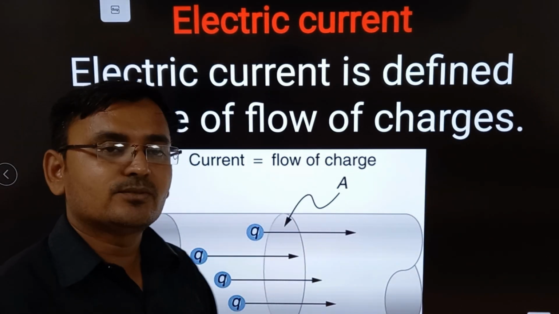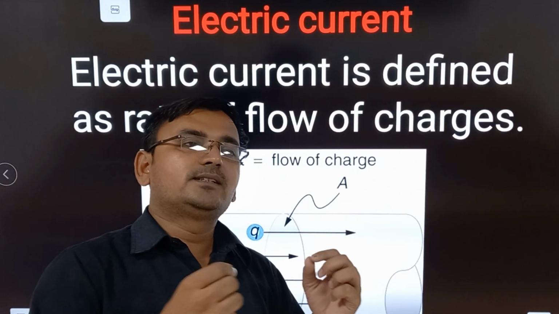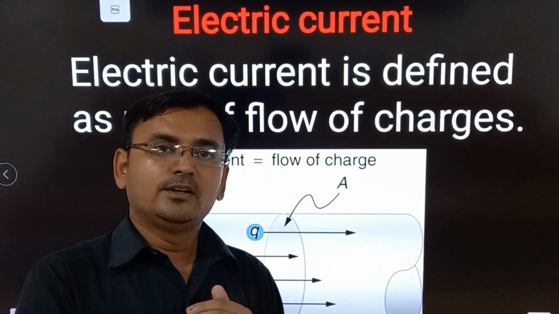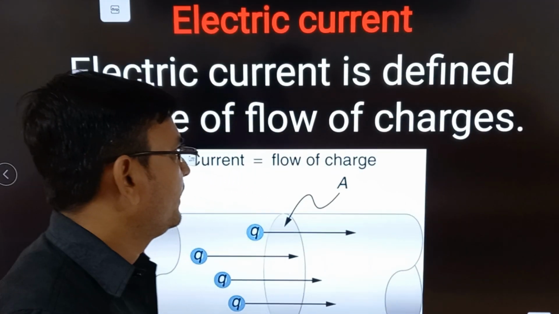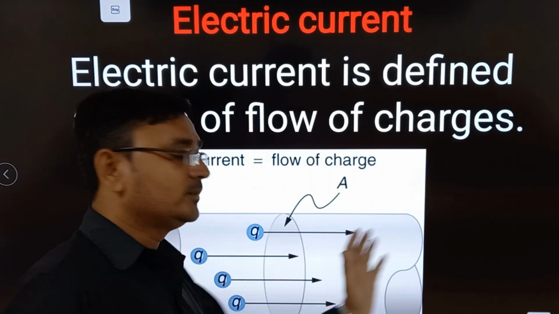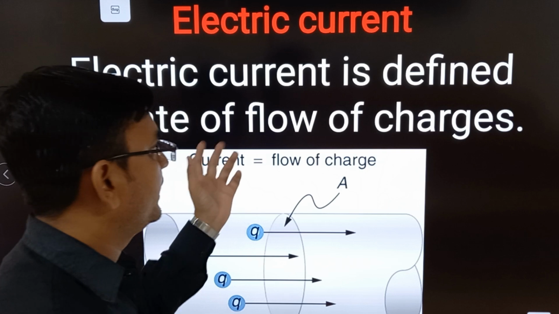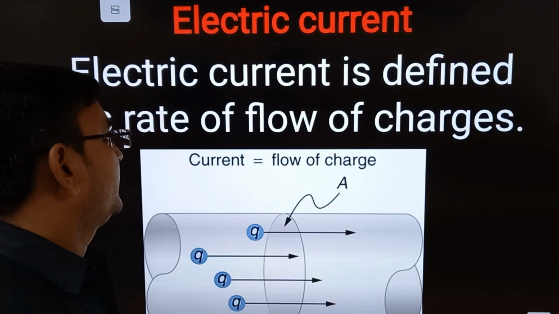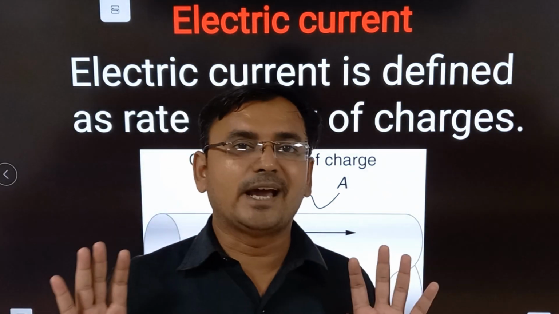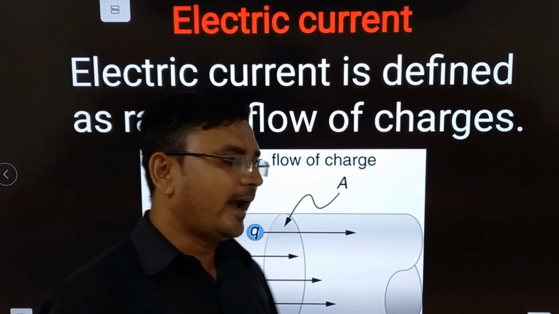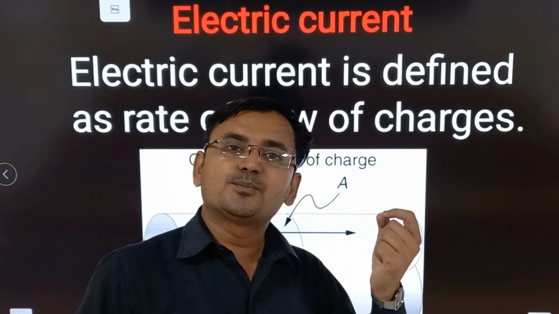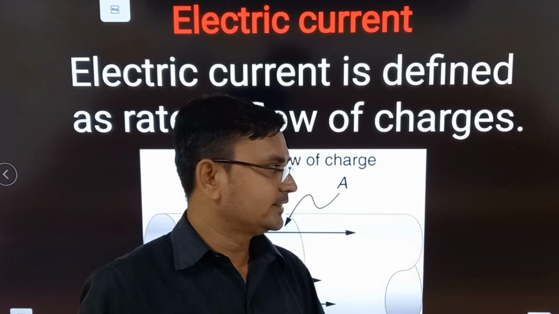Rate of flow of charges means what? For example, in 1 second, some amount of charge is flowing through the conductor. That is a rate. In 1 second, how much charge is flowing through the conductor? This way we can define the electric current. In a simple way, current is nothing but the flow of charge. And I think you already know that there are two types of charges: one is positive charge and one is negative charge.